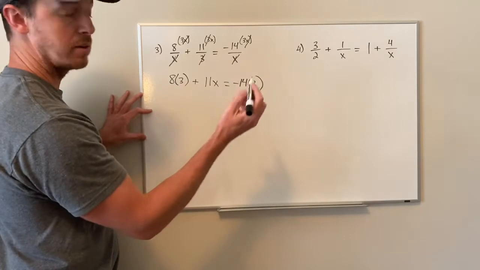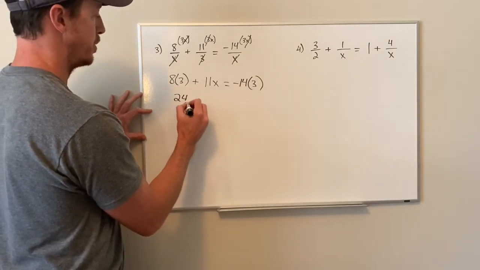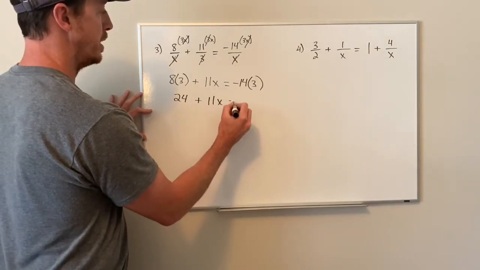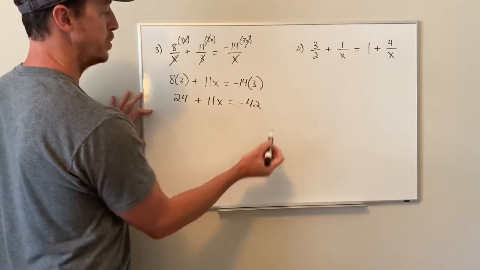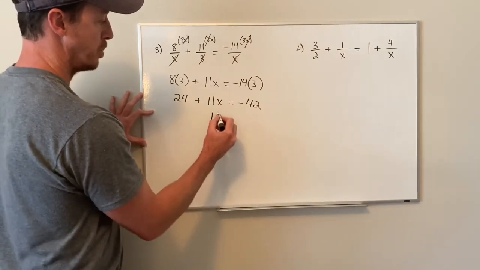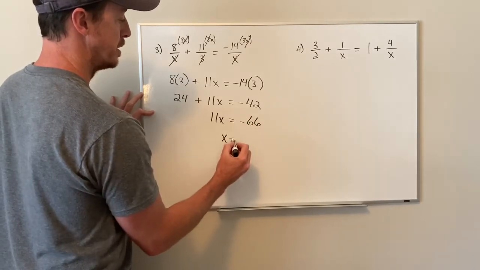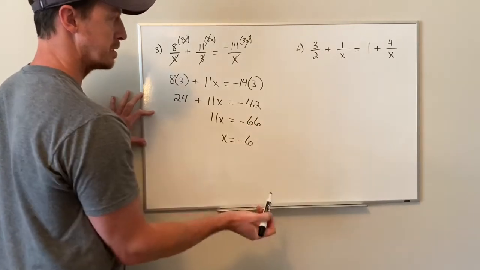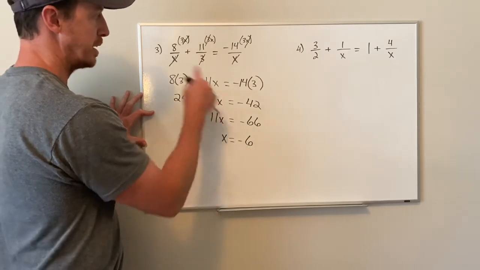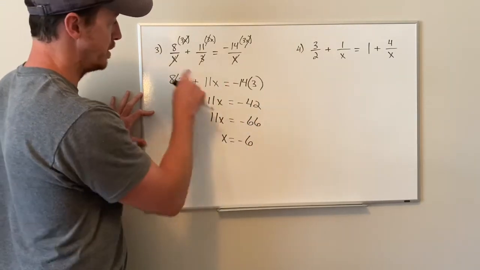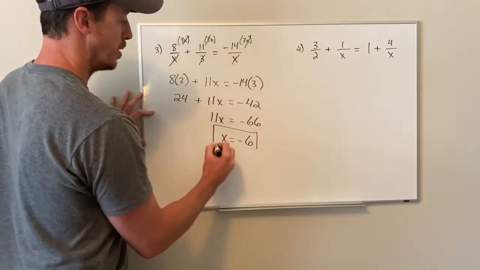And now it's just regular old algebra stuff. This is 24 plus 11x equals negative 42. Minus 24 on both sides. That would give me negative 66. X is negative 6. Quick check, make sure negative 6 is not going to make anything undefined. It doesn't, so we are good.